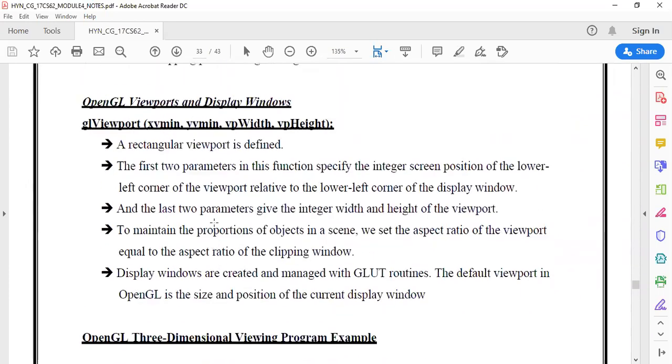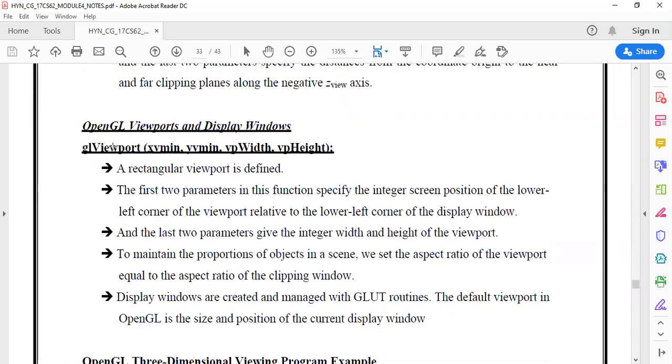The last function is our glViewport function. glViewport has 4 things: xv min, yv min, viewport width, and viewport height. That means xv min is the viewport x-axis minimum, yv min the viewport y-axis minimum, then the viewport width and viewport height. So a rectangular viewport will be defined. This viewport is what you will be seeing on your screen coordinates. So we have a viewport.